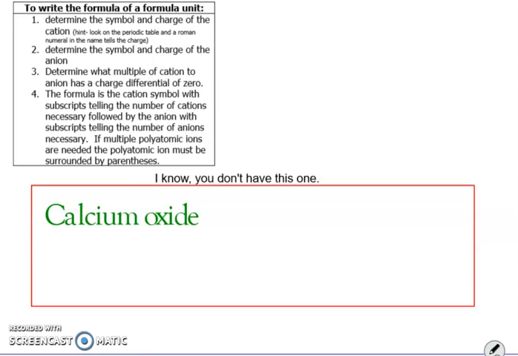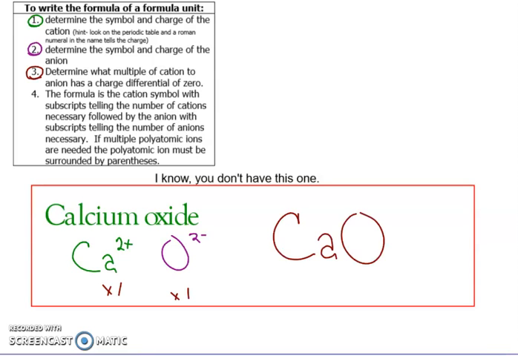Calcium oxide. This one you don't have. So I'd like you to stop it, work through this, and figure out how to do this one. So go ahead and stop it. When you're done, I'll put the answer up here. Is that what you got? If not, take a look at it and figure out where your error was. If so, good. Let's move on to the next one.